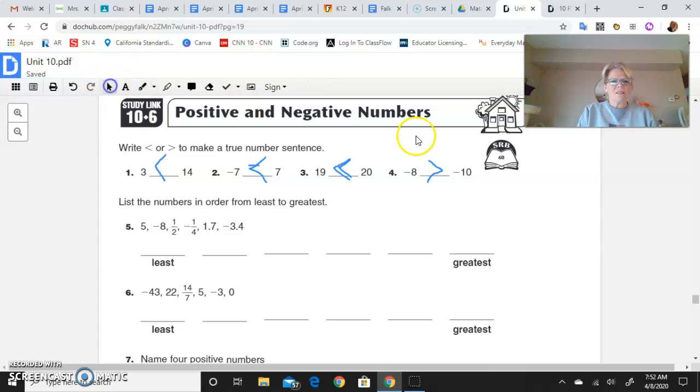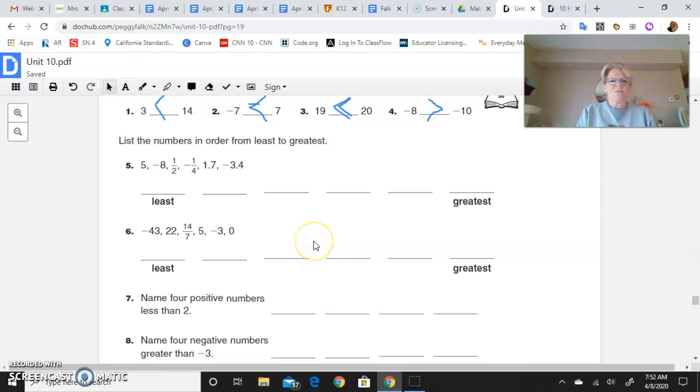Okay, on these, you just have to think about, they added fractions in here, but don't let fractions get you all goofed up. So let's see, I need the least amount. Well, I know negative 8 is the smallest. It's the deepest in the hole. It's the coldest temperature. Then I'm going to go to negative 3, if it was just 3. So 3.4.